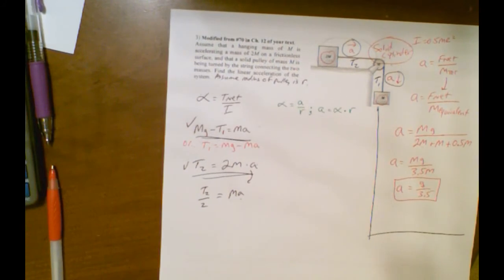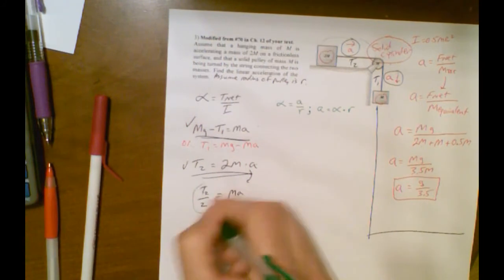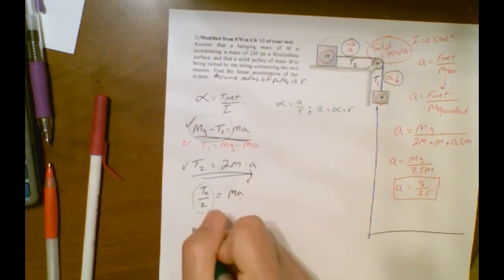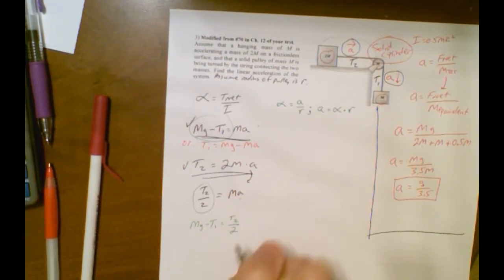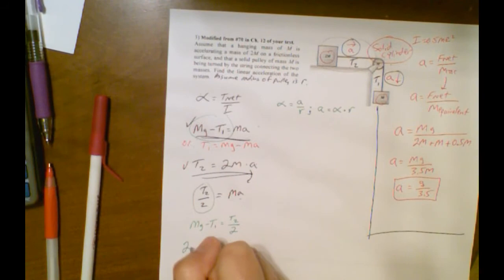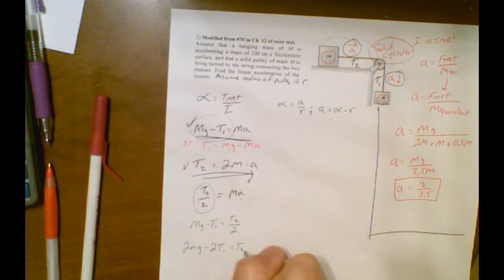Okay, so in fact, I'm going to set those two equations equal and say that mg minus T1 is equal to T2 over 2. So I'm going to pull this and this together. And so now I could say 2mg minus 2T1 is equal to T2. So I've put T2 in terms of T1. I think that's going to be fairly helpful.